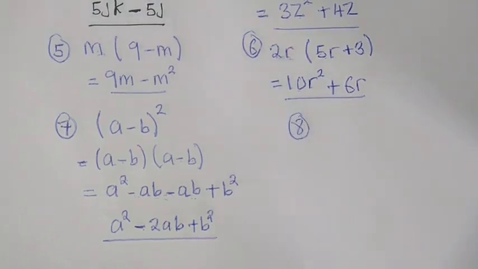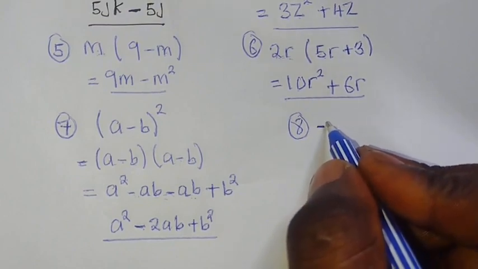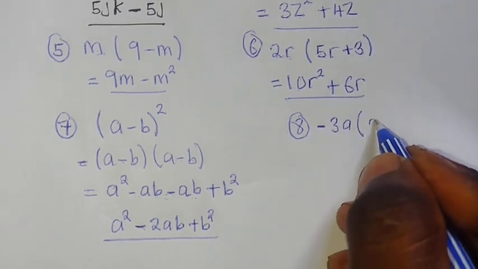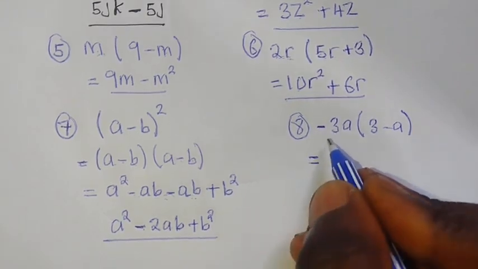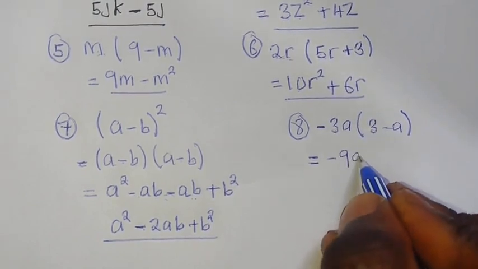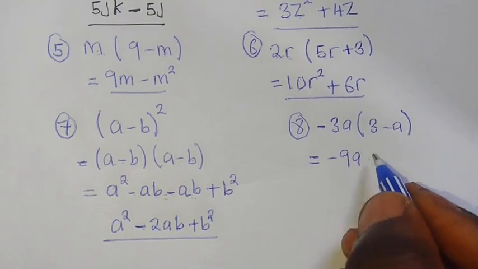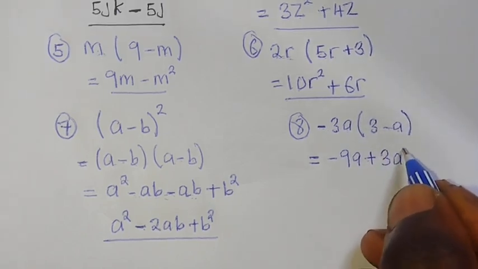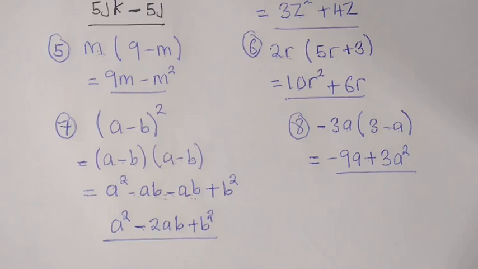We come to our 8th question. So here we have minus 3a in brackets. We have 3 minus a. So this one is easy. So just expand nicely, negative 3a times 3. Negative 3 times 3, this will give us negative 9a. Then negative 3a times negative a. Negative times negative, this will give us a positive. 3a times a, so we are going to have 3a power 2. So this is our answer.